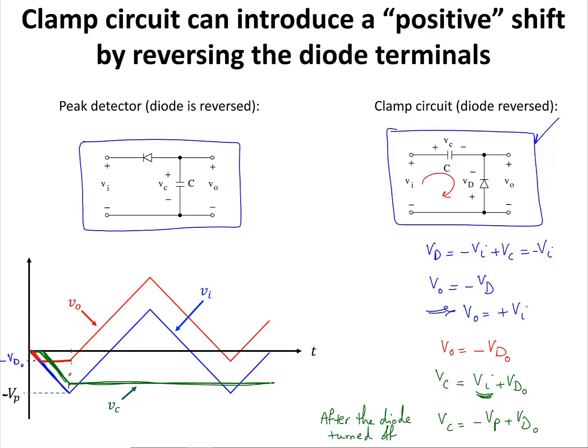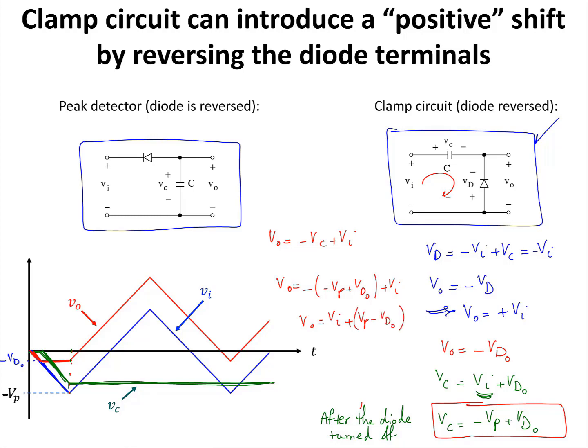I know KVL always holds, so V out is going to be equal to negative VC plus Vi, and I know that the diode is off. From there, I know that the voltage across the capacitor is a constant value, so V out is going to be equal to negative V peak plus VD0 plus Vi. So V out is going to be equal to Vi plus V peak minus VD0. So we're adding a positive DC shift to the input signal, and here is the output waveform.